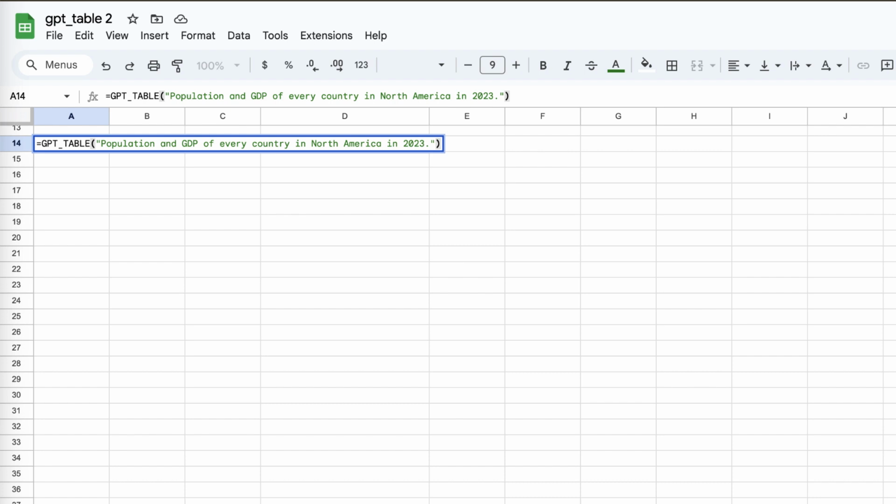My prompt is parentheses, quotation mark, population and GDP of every country in North America in 2023, period, quotation mark, parentheses. GDP is gross domestic product, and I chose 2023 because GPT is not always up to date with current data, so I choose 2023 to go back a couple years. And now I'll press enter.